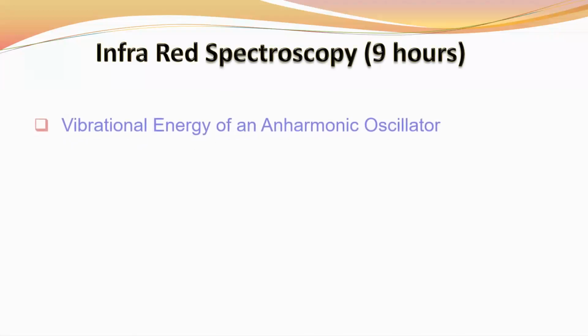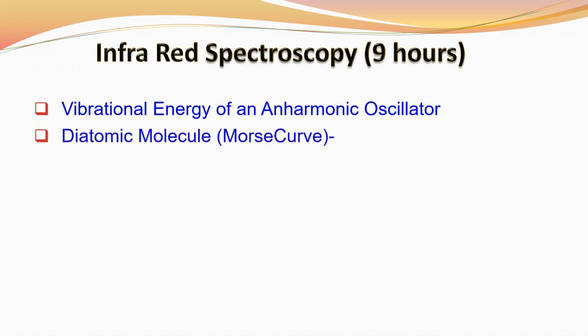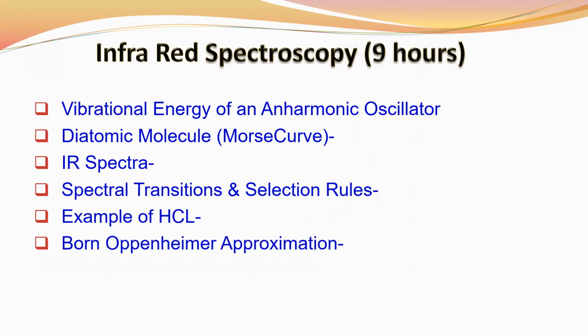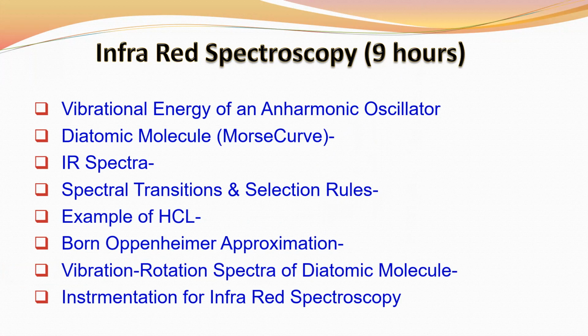In the chapter infrared spectroscopy, we have to discuss the vibrational energy of an anharmonic oscillator, diatomic molecule, IR spectra, spectral transition and selection rules, the example of HCl, Born-Oppenheimer approximation, vibration rotation spectra of diatomic molecule, and the last, instrumentation for infrared spectroscopy.